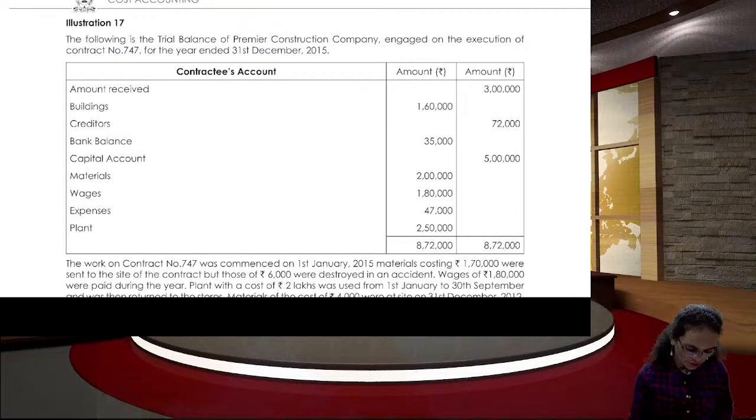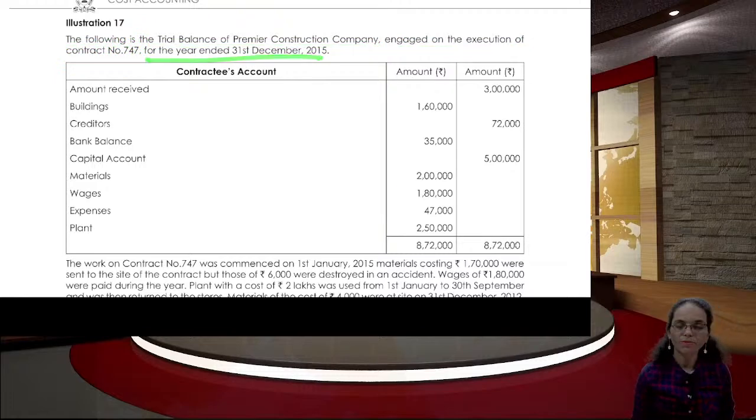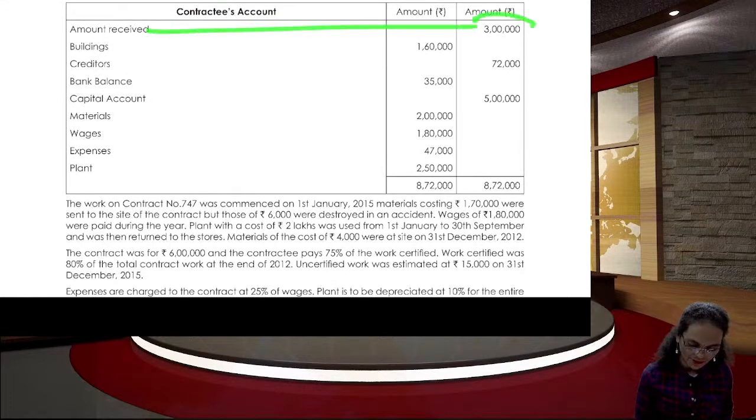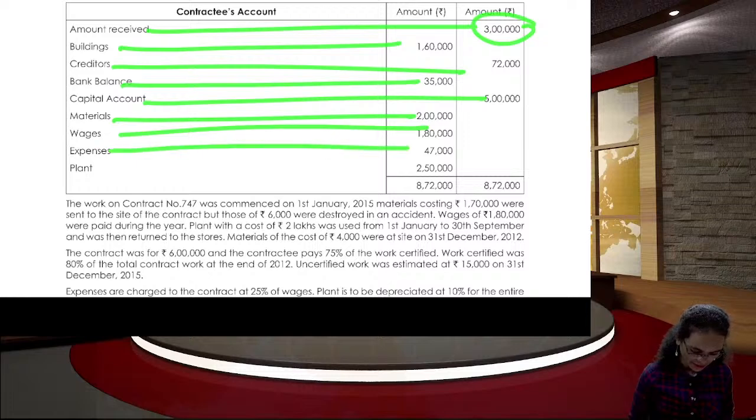Okay, we'll go to the next problem. The following is the trial balance of the Premier Construction Company engaged on the execution of a contract, for the year ending 31st December 2015. Don't read the contract number also. Here amount received is given. Building, creditors, bank balance, capital, material, wages, expenses, plant.